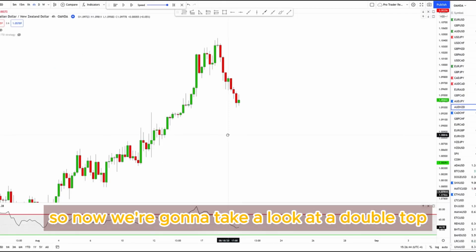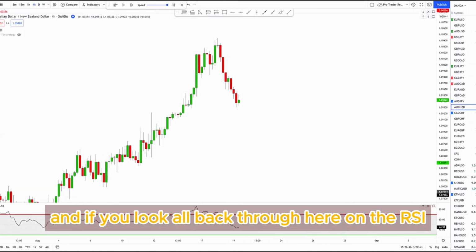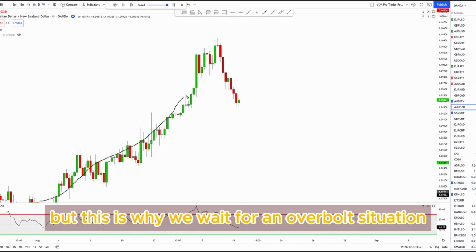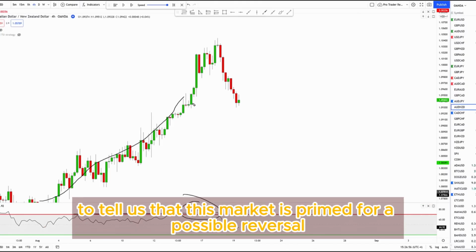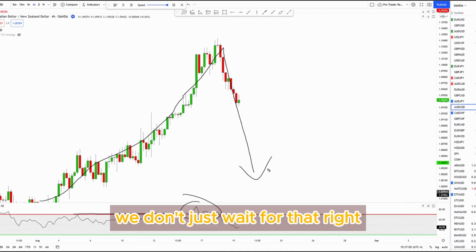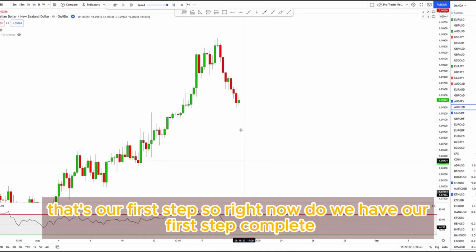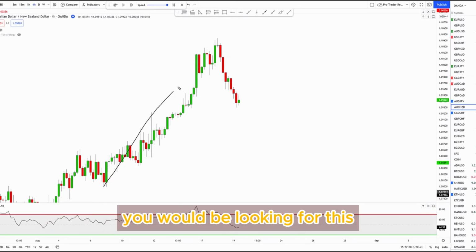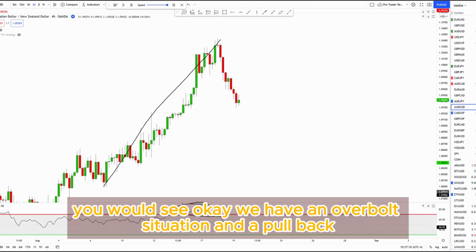Okay, so now we're going to take a look at a double top, and if you look all back through here on the RSI, every bit of this, the market is trending up. But this is why we wait for an overbought situation to tell us that this market is primed for a possible reversal. We don't just wait for that, right? That's our first step. So right now, do we have our first step complete? If you were actually trading this or testing this type of strategy, you would be looking for this. You would see, okay, we have an overbought situation and a pullback.